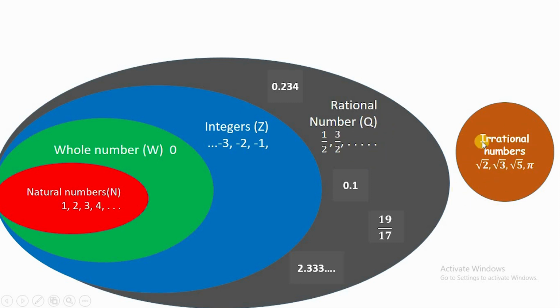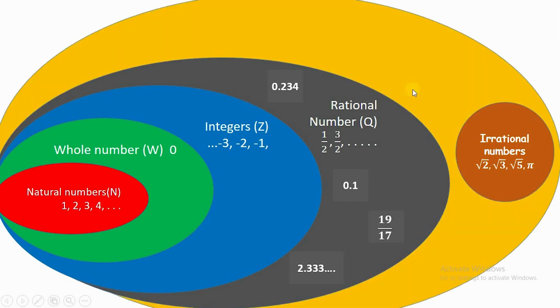And these numbers are called irrational numbers, which are the opposite of the rational numbers. And so we need a new group of numbers, a larger group of numbers, and this group is called real numbers. Real numbers are denoted by the capital letter R. So we can define real numbers as the collection of rational numbers and irrational numbers.